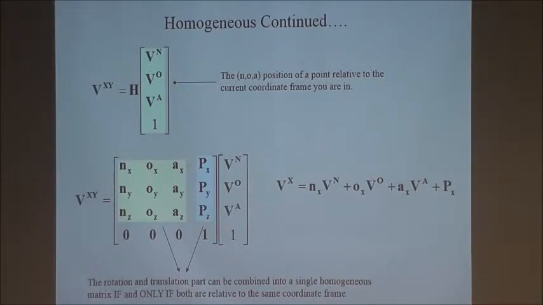So the rotation and translation parts can be combined into a single homogeneous matrix if and only if both are relative to the same coordinate frame. Obviously, it doesn't make any sense if it's more than one frame. It has to be one frame. Okay. You are moving in the real world. The robot is not working in a virtual world.